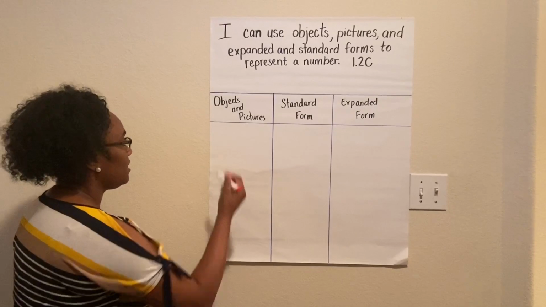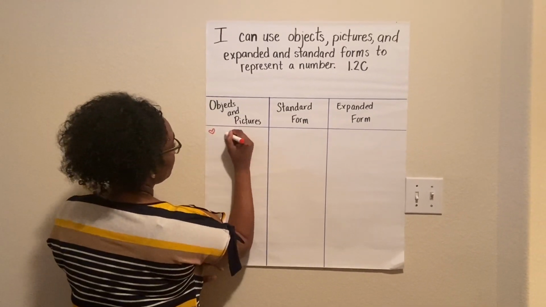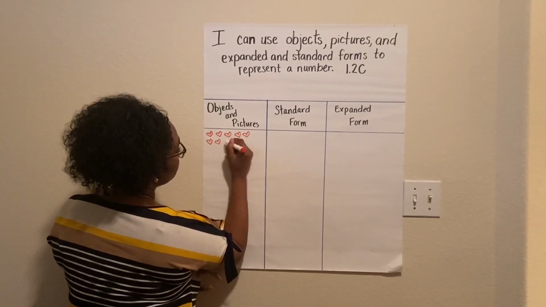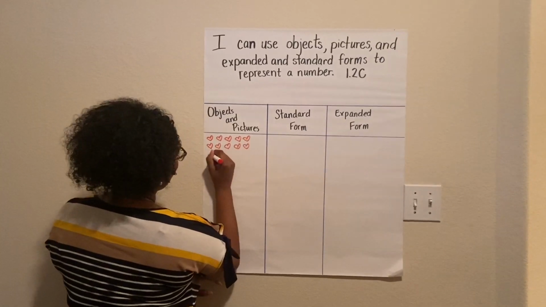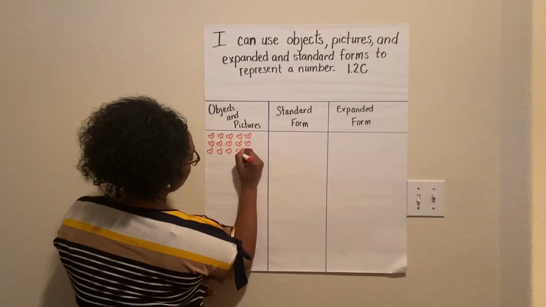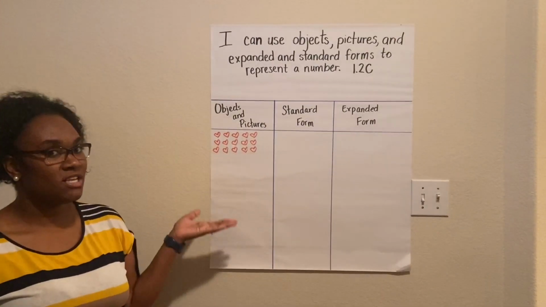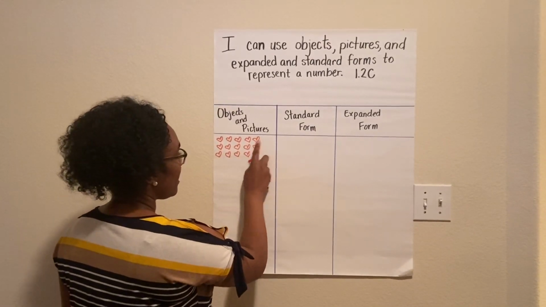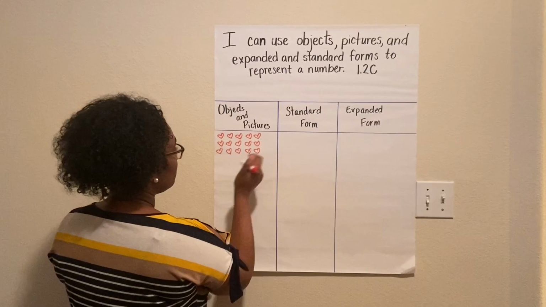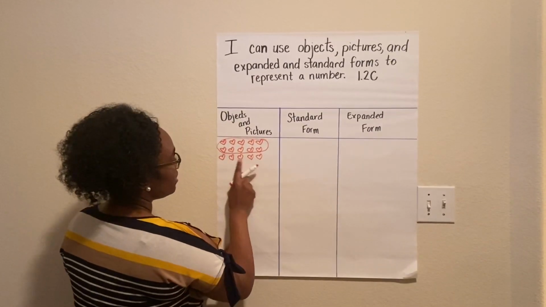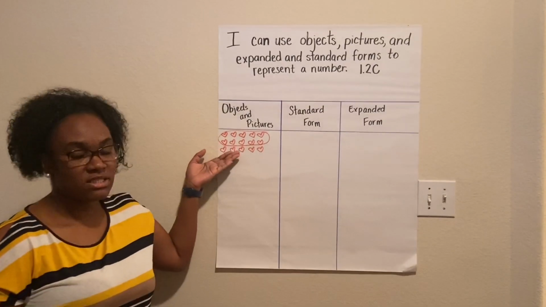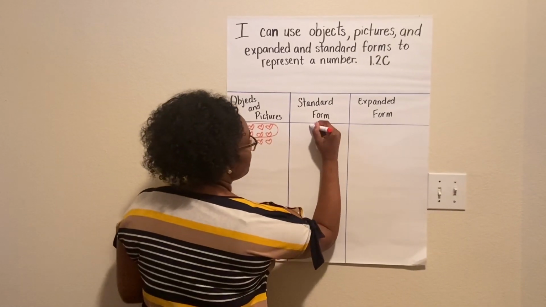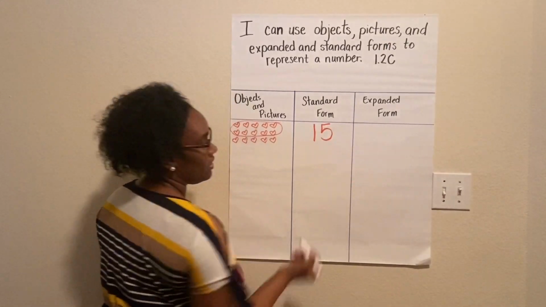For instance, if I were to make this number, if this is my number, we will take our time, go back, and count them 1 to 1. We have 1, 2, 3, 4, 5, 6, 7, 8, 9, 10. We can group our 10, 11, 12, 13, 14, 15. So essentially this number is 15. If we were to write it in standard form, we will simply write the digits. 15 is a 1 and a 5.